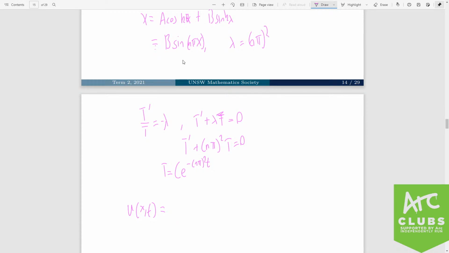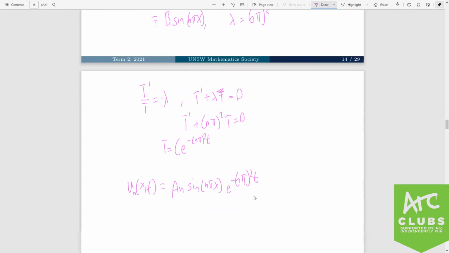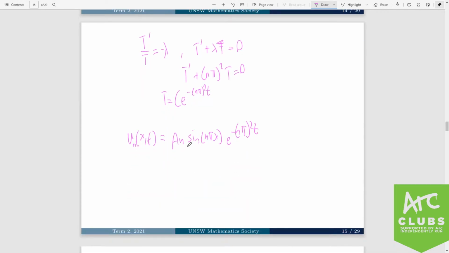So we combine the constants b and c into some a_n, and this is the form where n equals 0. So n equals n. X equals sine n pi x, and then T equals e to the minus n pi squared t. And then this is our solution for n.